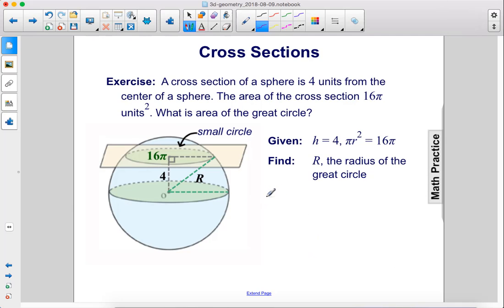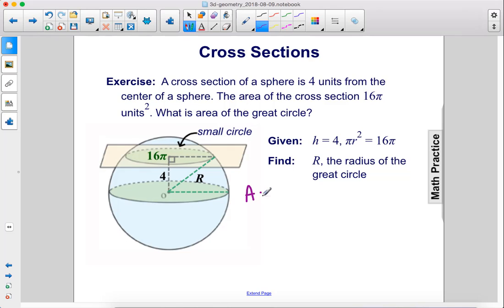Here's another example. A cross-section of a sphere is 4 units away from the center of the sphere. The area of the cross-section is 16 pi units squared. What is the area of the great circle? Alright, so first we need to find capital R, the radius of the great circle. So we can use the Pythagorean theorem if we know the radius of the small circle. In order to solve that, we need to use the area.